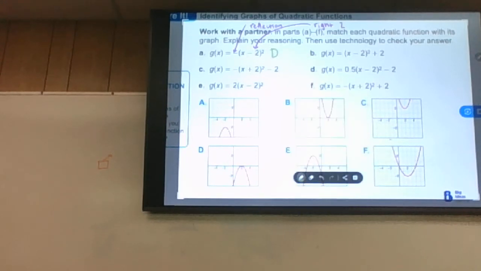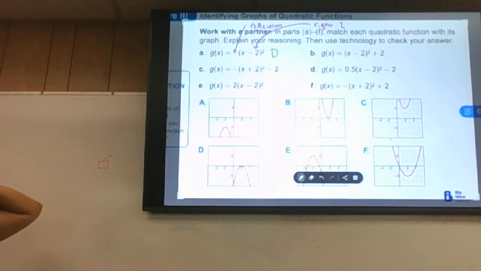Your pictures are in a different order than yours, huh? I didn't realize that until last year. That's a bummer. Yours are like this and then like this. I'm sorry about that. Still the same letters. Who got big letter D for little letter A? Great.